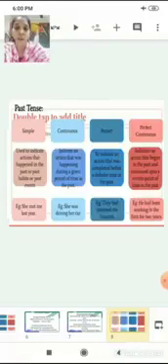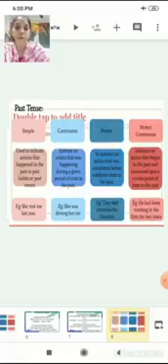Past continuous tense indicates an action that was happening during a given period of time in the past. So here, an action that was happening during a given period of time in the past. For example, she was driving a car. She was driving her car.